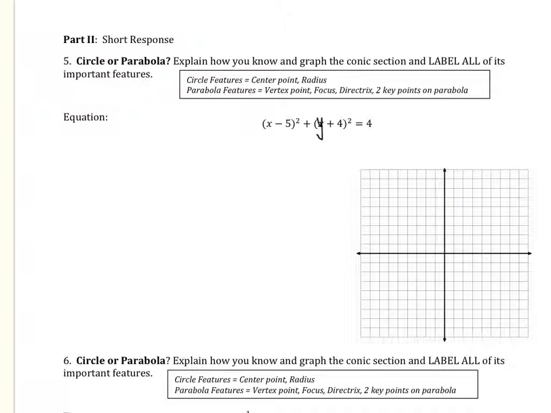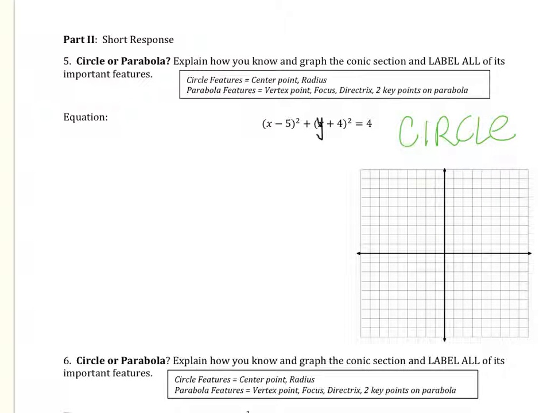Okay, for this one, the first thing they're asking is, is it a circle or is it a parabola? They want us to explain how we know and then to graph the conic section and label all of its important features. And then I have a reminder of what those features are here. Now when I take a look at this equation, the first thing I notice is that my x value is squared and my y value is squared. That means this has got to be a circle.